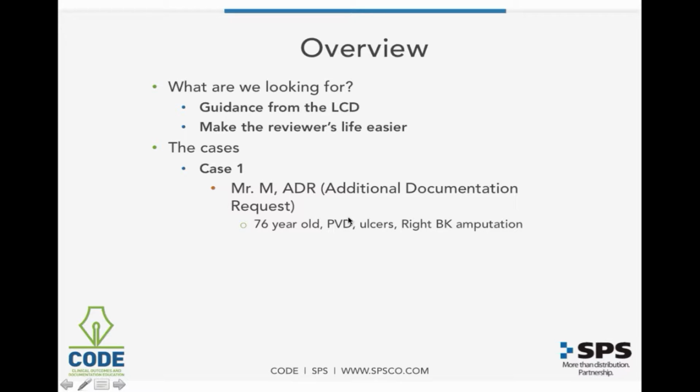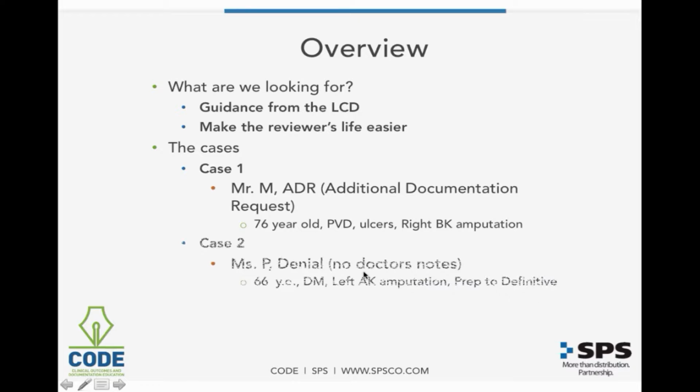Mr. M is the first case, and on Mr. M, they received an additional documentation request, or an ADR, after they sent in the claim to Medicare. This person is 76 years old with peripheral vascular disease, ulcers, and a right BK amputation. So, pretty standard stuff on that one. The second case is totally fascinating, crazy stuff. I think it really illustrates some good information.